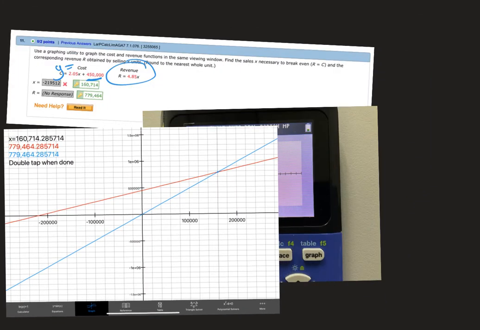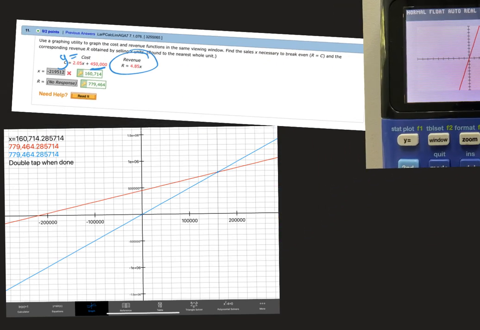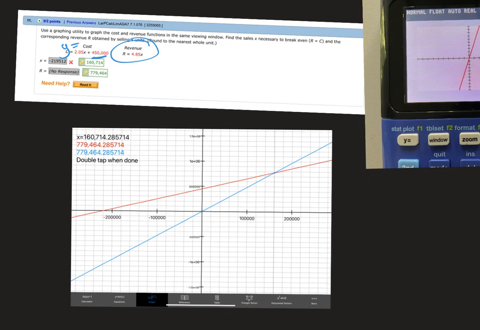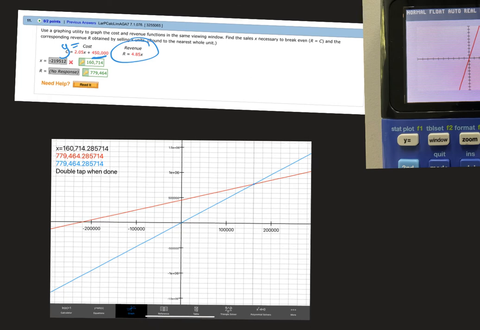Okay, so I graphed it on the app because it's easier to zoom in and out on that, because we have to zoom out a lot. The question here says find the sales x necessary to break even where R equals C, and then the corresponding R. So it wanted both parts. The break even is the x value here, 160,714.